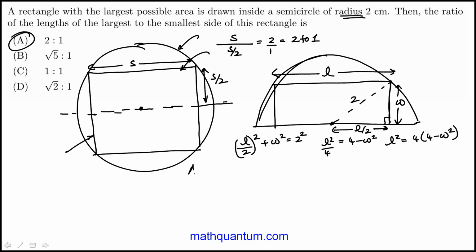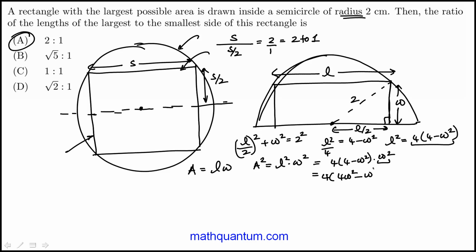So area is length times W, and I'll try to maximize the square of the area. The reason I'm doing that is so that I don't have the square root symbol here. So this is L² times W², 4 times (4 minus W²) times W². So that becomes 4, and I'll distribute the W²: 4W² minus W⁴. Factor out a minus 1. And then I'll do this by completing the square.